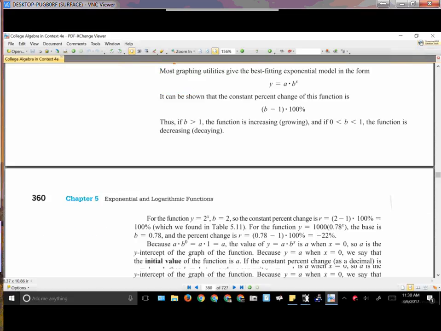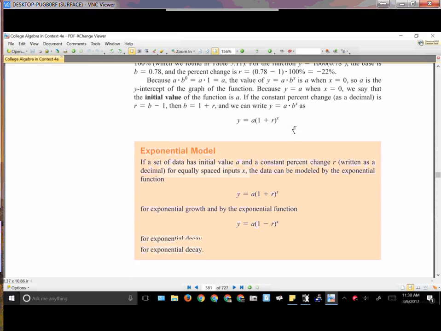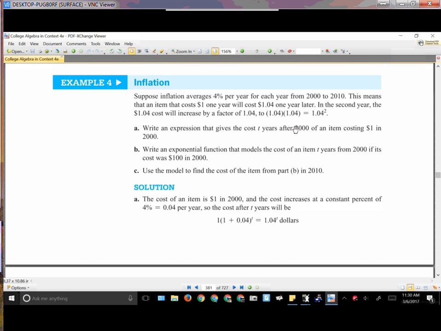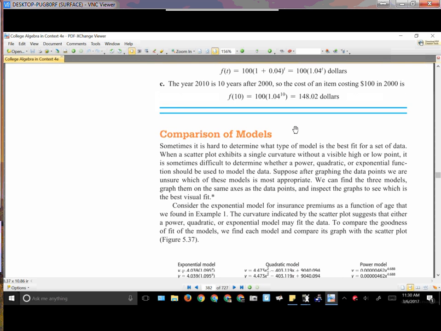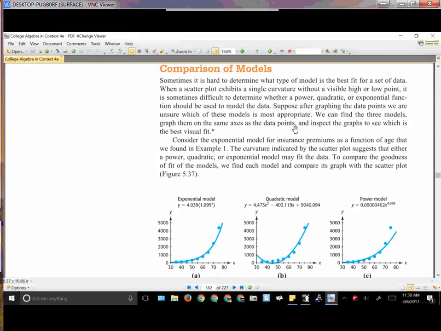So, all exponential models, again, just remember, are going to be in the form y is equal to a times b to the x. B is our growth. Just keep that in mind. Let's see, we got that. Inflation. We don't like inflation. Comparison of models. Now, this is where it gets kind of tricky. Which model should we use? Blow this up here a little bit more for you.